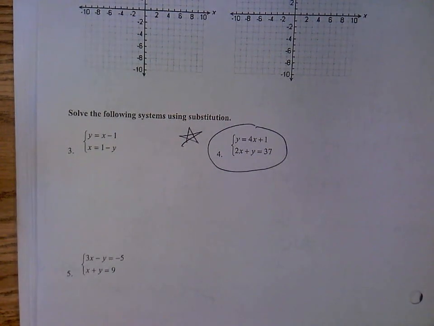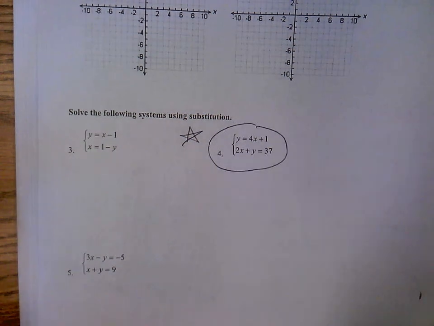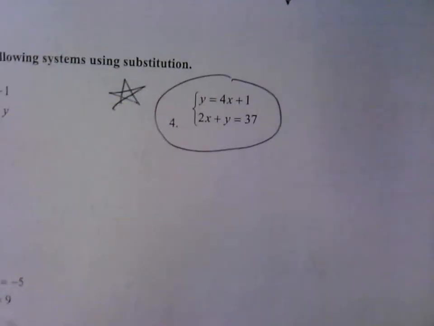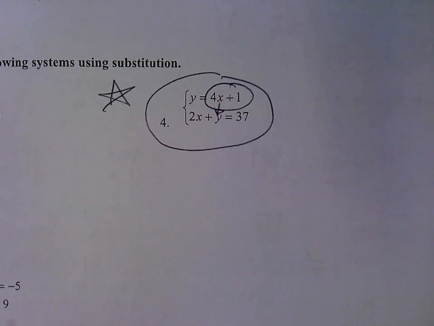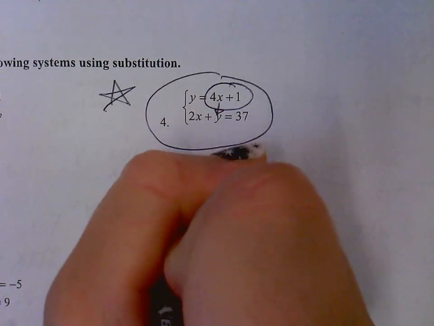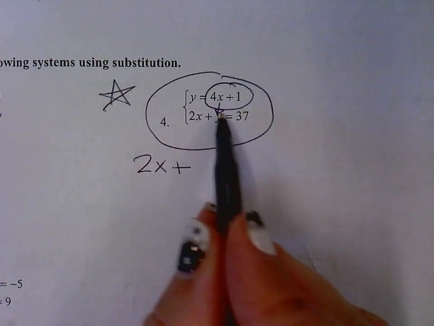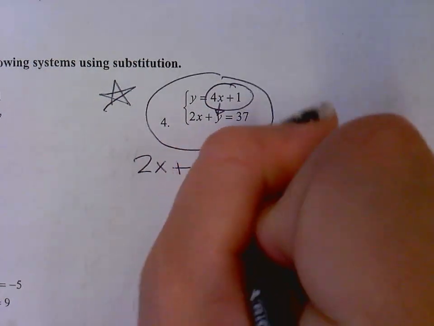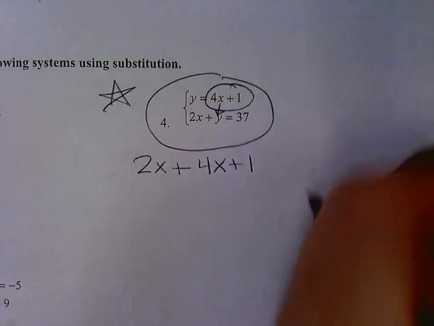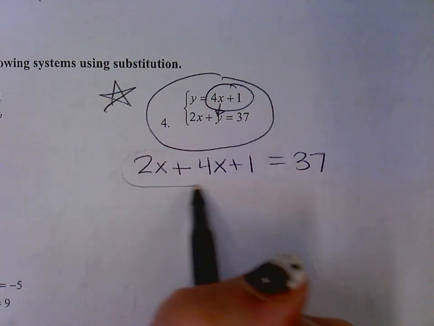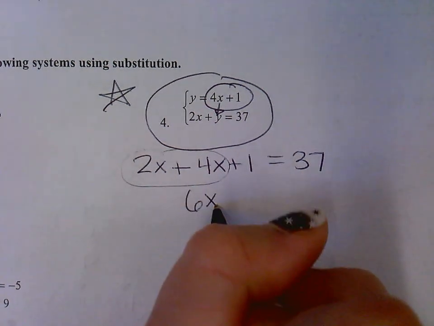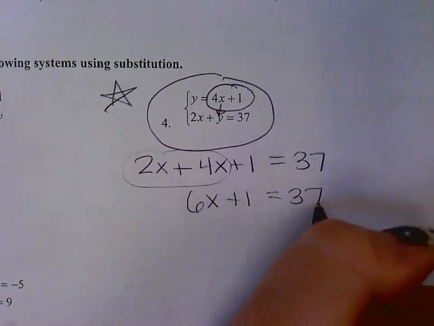All right, so this is the back of 106, number 4. Did you notice it was already set up for you? So I can take this 4x plus 1 and plug it into the bottom equation right there. So I have 2x plus, I don't have to write parentheses because there's not any coefficient, just 4x plus 1 equals 37. So mental math here, I'm combining these like terms, so I get 6x plus 1 equals 37.